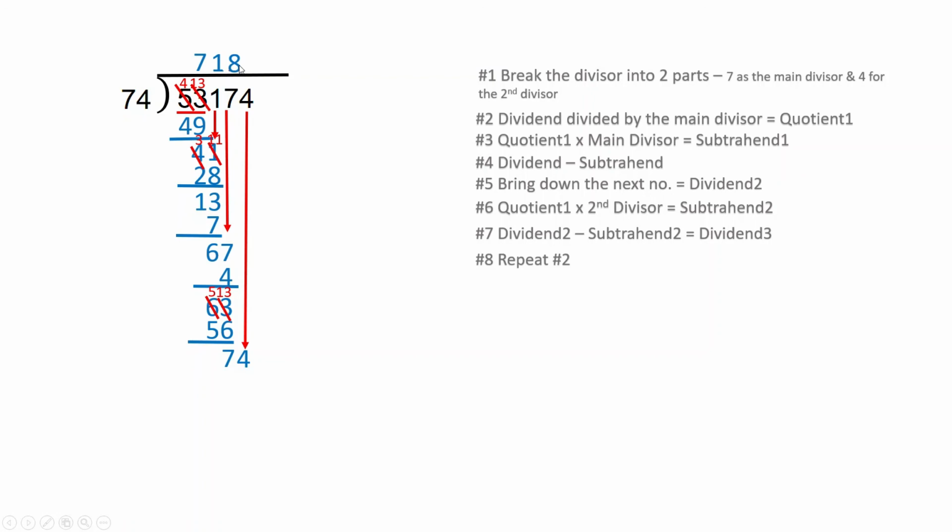So, 8 times 4 is equals to 32. At 74 minus 32 is equals to 42. So, yung 42, ito na yung remainder natin. So, yung answer natin dito is 718 with the remainder of 42.